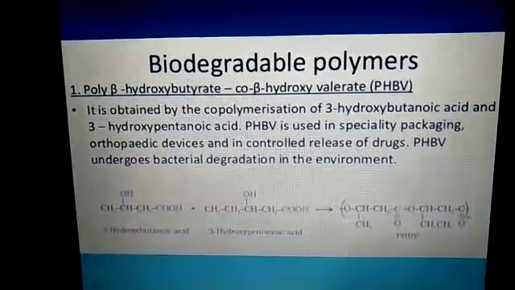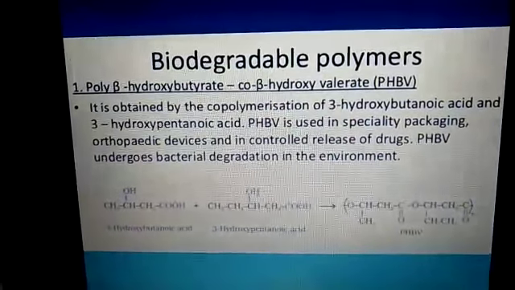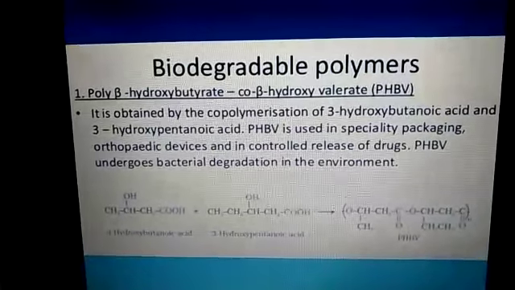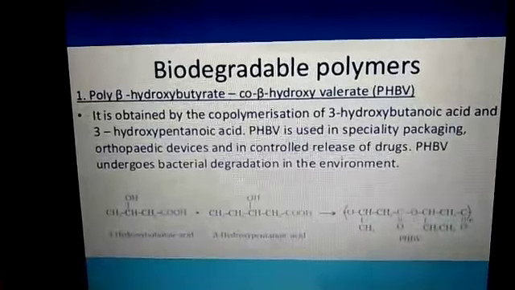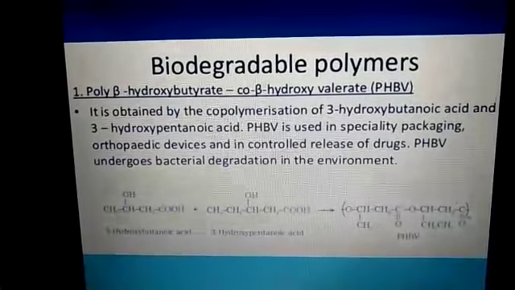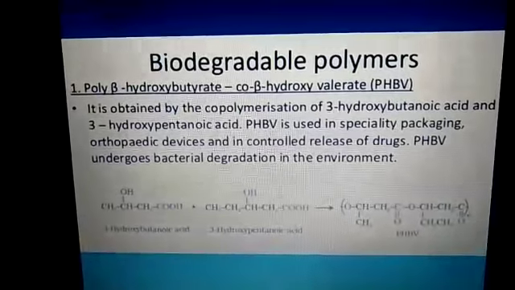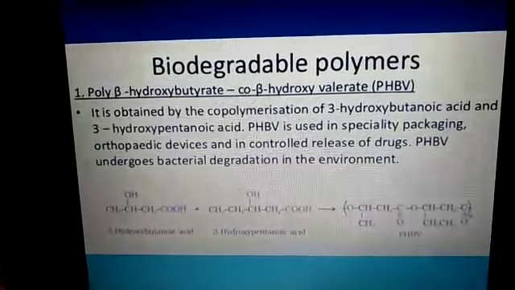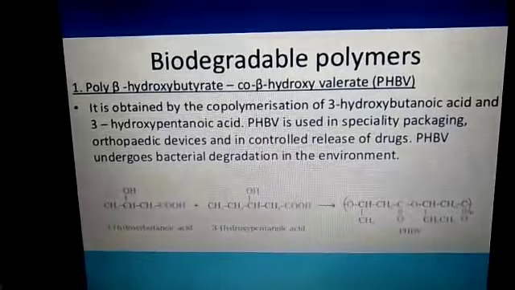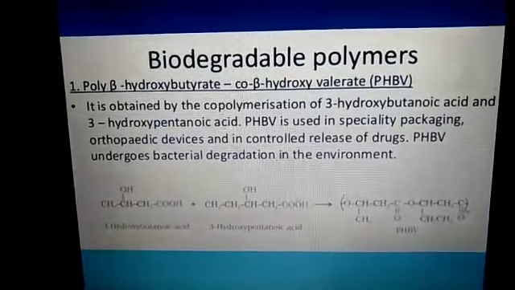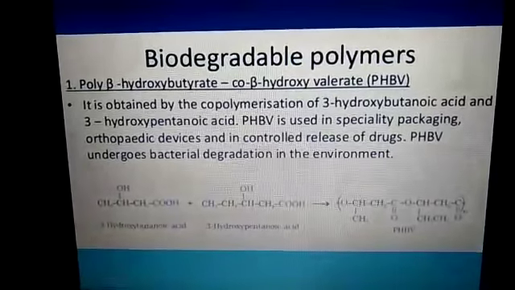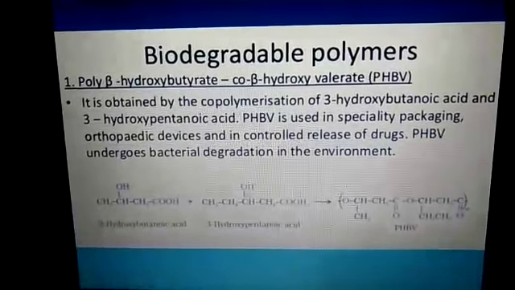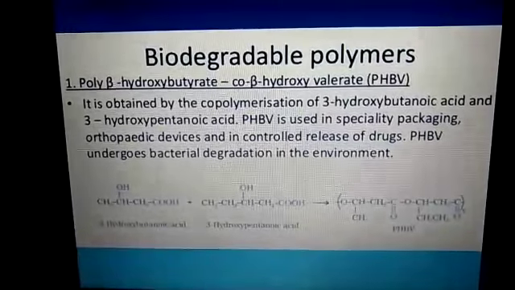Now come to the biodegradable polymer. The biodegradable polymer is known as poly-beta-hydroxybutyrate-co-beta-hydroxyvalerate, which is known as PHBV. It is obtained by the copolymerization of 3-hydroxybutanoic acid and 3-hydroxypentanoic acid. PHBV is used in specialty packaging, orthopedic devices, and in controlled release of drugs. PHBV undergoes bacterial disintegration in the environment.